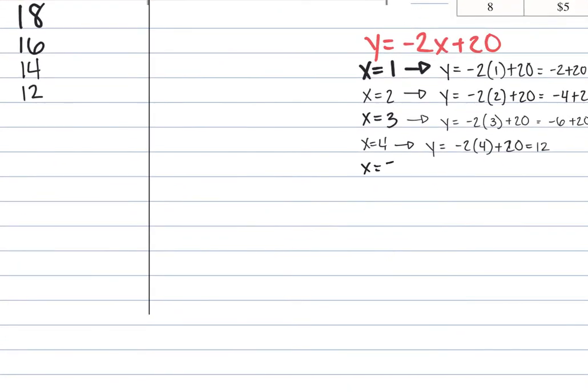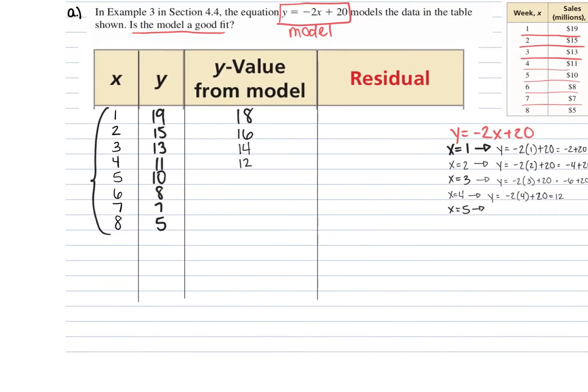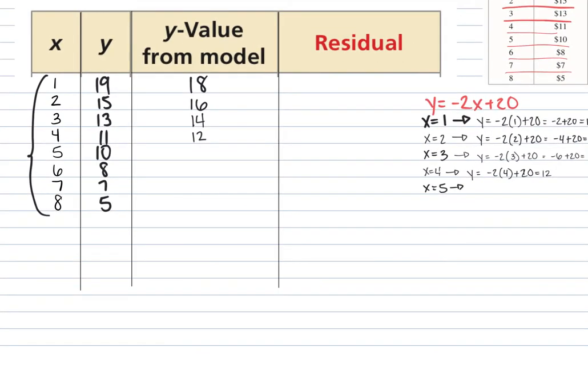If x equals 5. Wait, did it say something about a pattern? Yeah, but when we calculate the residual, we're going to double check for a pattern. If we see a pattern in the residual, it's not a good model, okay? So when x equals 5, we're going to get y equals 10. When x is 6, we're going to get y equals 8. When x equals 7, we're going to get y equals 6. And when x equals 8, we're going to get y equals 4. So let's just fill in the rest of our chart. We've got 10, 10, and then 8, 6, and 4.